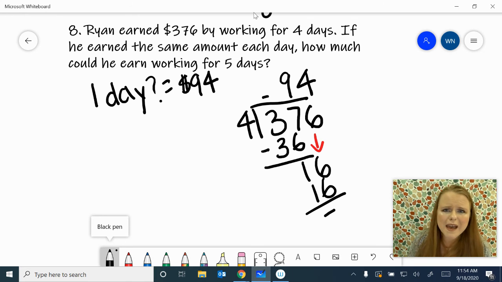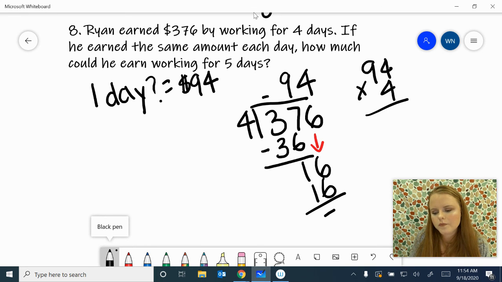I'm wondering if I did my math right. I wonder how we could check it. I think we should multiply 94 times 4 to check our work. 4 times 4 is 16. 4 times 9 is 36, plus 1 is 37. We got our dividend. Therefore, I know I did it correctly. So now we've got 1 day is $94.